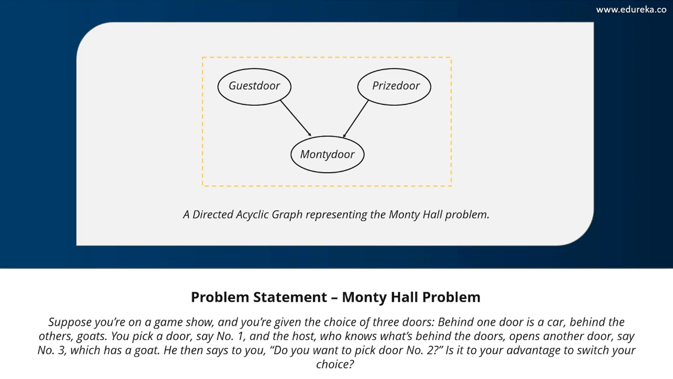Monty has to choose in such a way that the door does not contain the prize and it cannot be the one chosen by the guest. Right? These are the two conditions for Monty opening a door. Now, guest door and prize door can be selected at random.